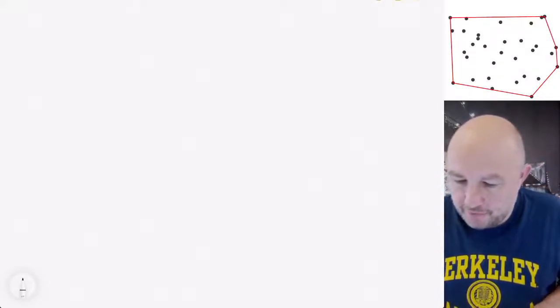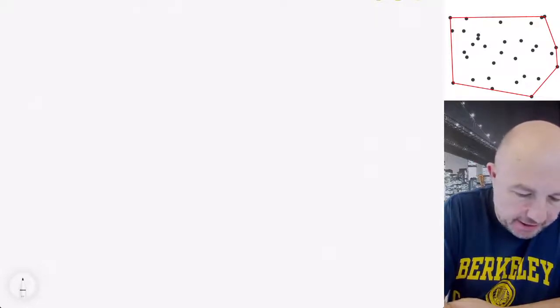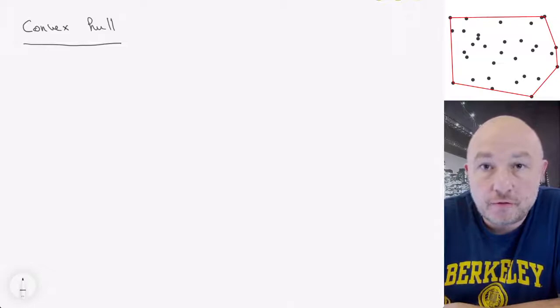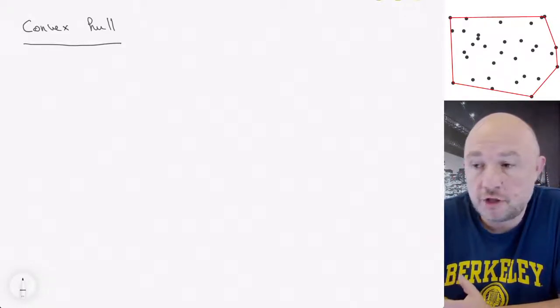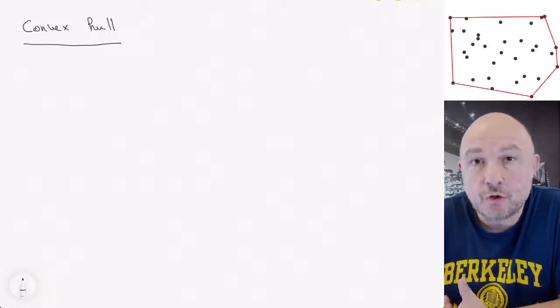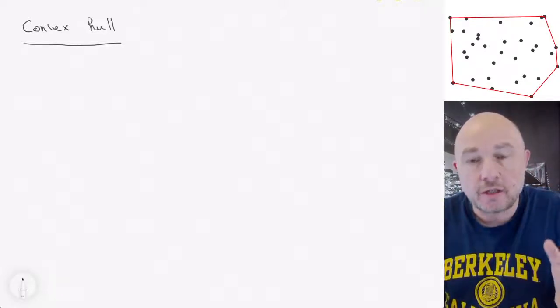Good morning, everybody. This class is dedicated to computation of convex hull. At first, definition. What is the convex hull of a shape in general? In general, the convex hull of a shape is the smallest convex shape that encloses the initial shape.